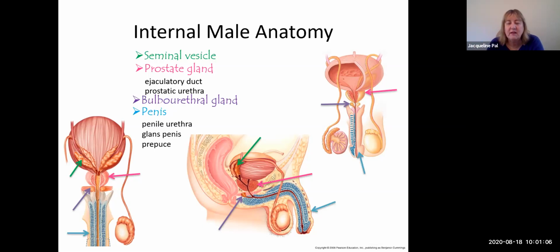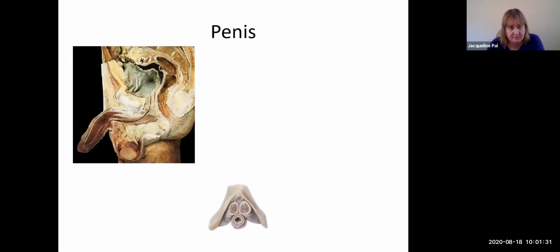We haven't talked about the penis yet, but we're going to talk about the penis now. So in the penis, as the urethra continues from the prostatic urethra through the membranous urethra, then we have the penile urethra. The head of the penis is known as the glans penis, and before you are circumcised, or if you are not circumcised, there was a foreskin, which is known as the prepuce.